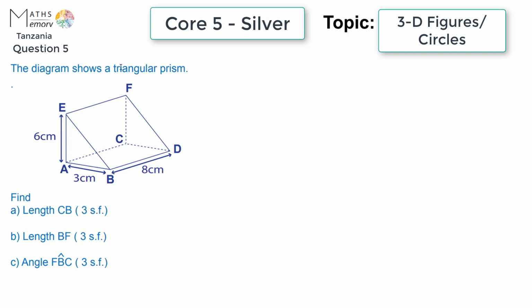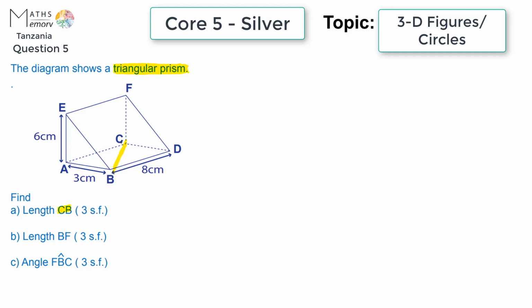Now the diagram shows a triangular prism, and this is quite a simple example compared to the questions we'll be doing later on. This topic is not guaranteed to come up in a GCSE, but if you do get this, these are more or less likely to be grade 7 or grade 8 topics. So find the length CB. CB is this length over here, and before we do this, we'll show you a way to identify the right angles anywhere.